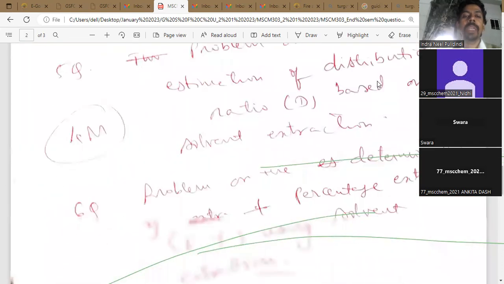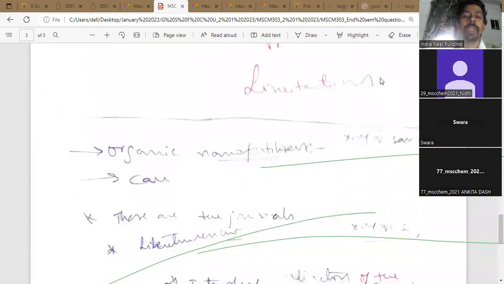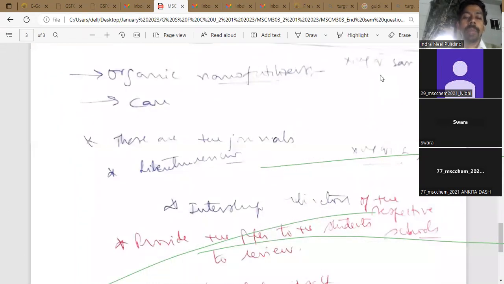Sir, please repeat question number 7. I repeat. Atomic fluorescence spectroscopy. What is atomic fluorescence spectroscopy? Comment upon the principle, operation, application, and limitations of the spectroscopy. I gave a note, point by point, written in my handwriting, that you can read. In addition, you can also refer to IGNOU material. If I find time, I will write more and give it to you. Is it okay? Yes, sir. Tomorrow I will try my best to find some time to discuss more.